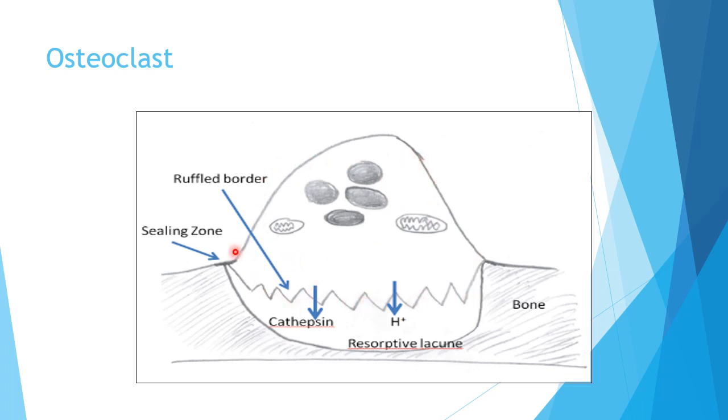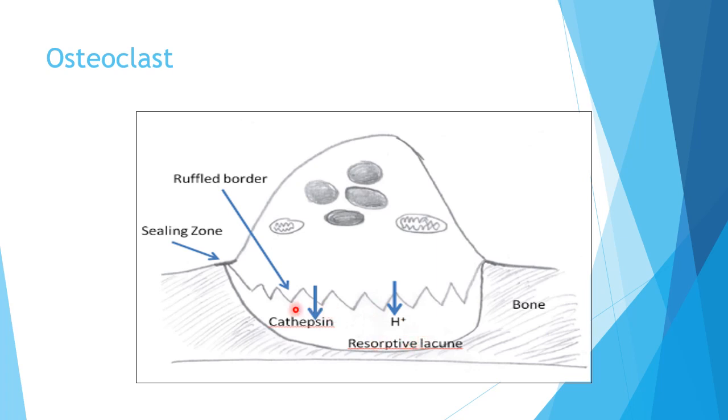It has something called the sealing zone, in which the osteoclast attaches to a part of the bone and separates that from the rest. It happens through proteins called integrins and vitronectin receptors. This area here has a carbonic anhydrase system. The carbonic anhydrase system will push the hydrogen ion into this area, so this will lower the pH and will absorb the inorganic part of the bone.